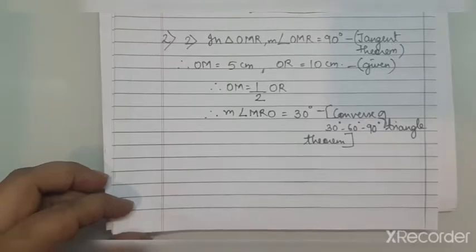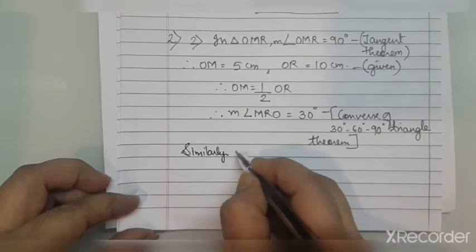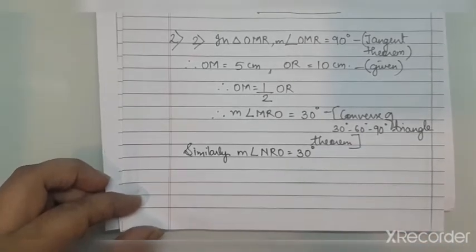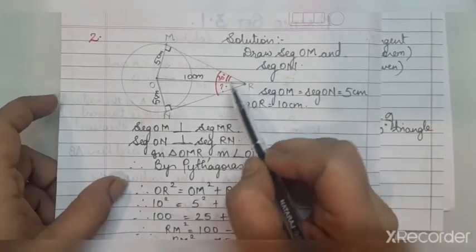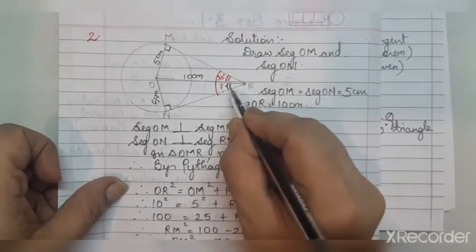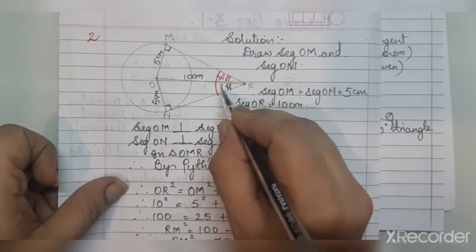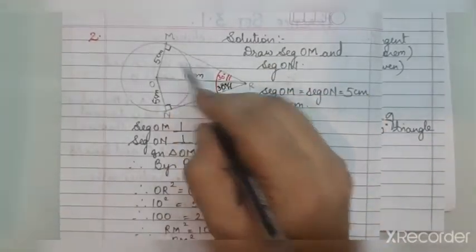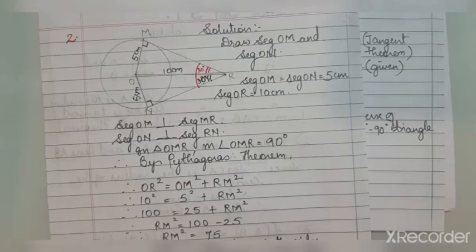Okay, so just below this you will write similarly measure angle NRO is equal to 30 degree. Okay, and just now I told you why, because in front of NRO is this particular small angle here, and opposite to NRO also it is 5 centimeter, which is half of the hypotenuse. Now 30 and 30 together will become 60. So we have to show this by the angle addition property, that these two angles when we add we get MRN. Okay, by angle addition property.